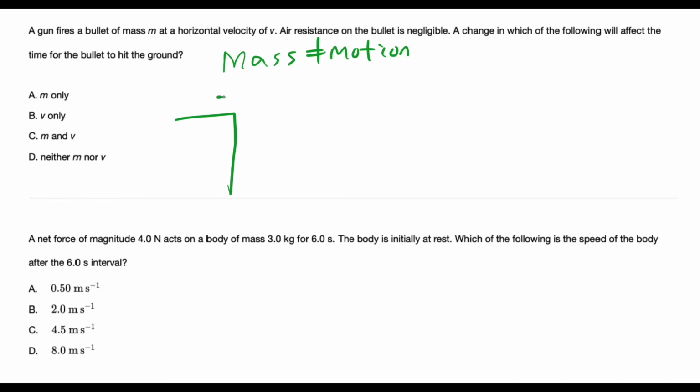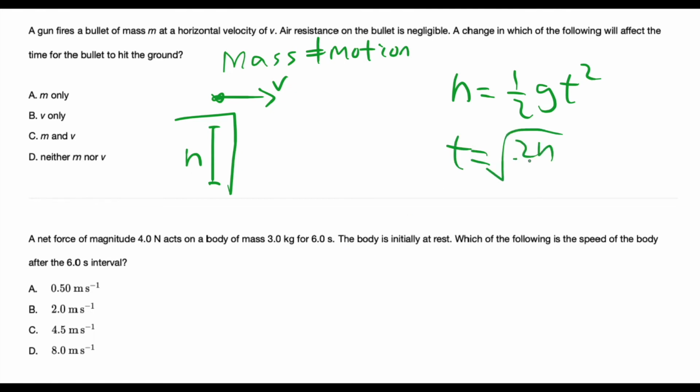So here's the scenario. Velocity v. How do you calculate time? So we have the vertical displacement here is h. So vertical displacement is equal to a half times gravitational acceleration times t squared, if its initial vertical velocity is equal to 0. So time is equal to the square root of 2h over g. So mass does not affect the time to reach the surface. The horizontal velocity also does not affect the time. So the answer is D.